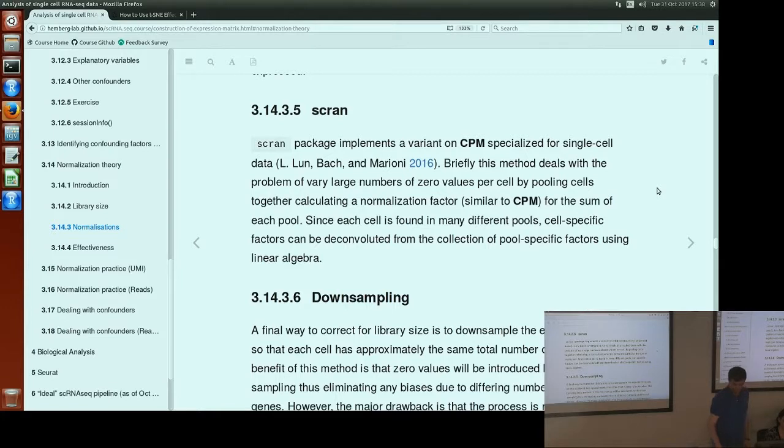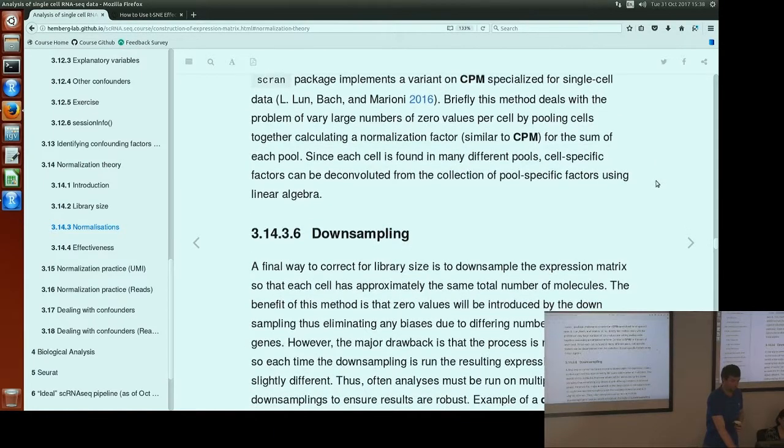So my general thought is that as a whole, there are certain limitations to size factor normalization. If we're going to do size factor normalization for single cell data, then to me it makes most sense to use this method in SCRAN, which was explicitly developed to solve some of the drawbacks of applying bulk methods to single cell data. So that's that.